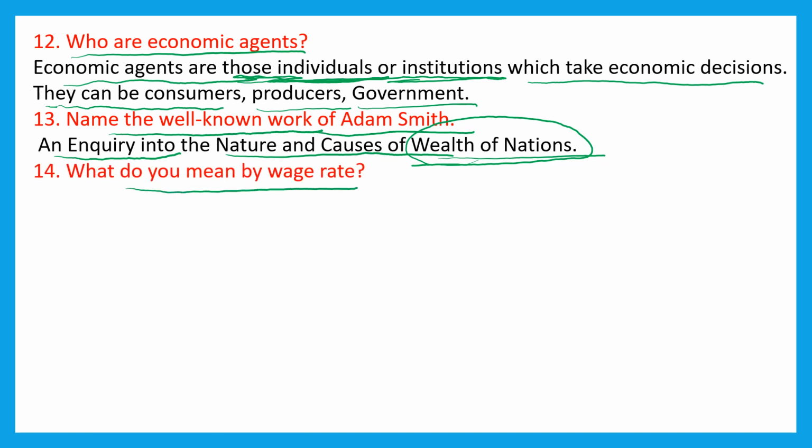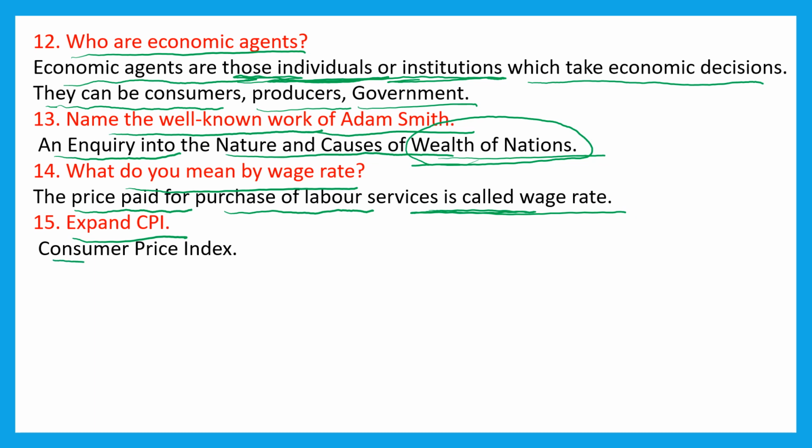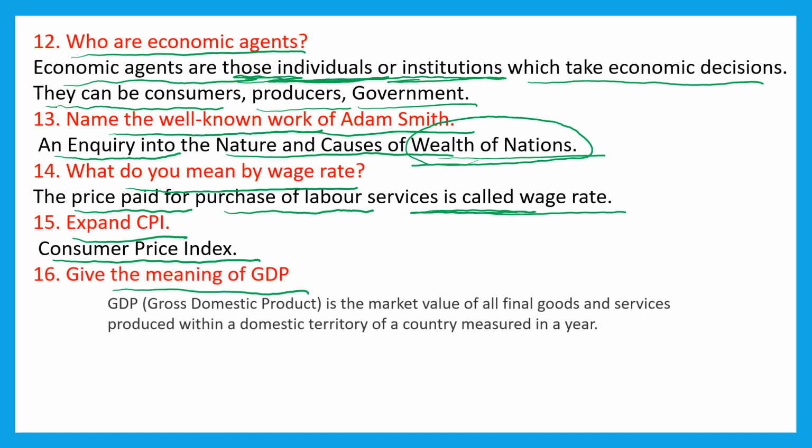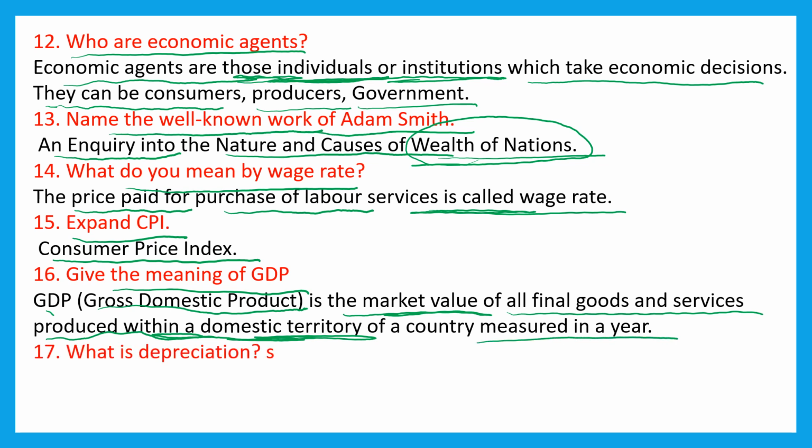What do you mean by wage rate? Price paid for purchase of labor service is called wage rate. Expand CPI. Consumer Price Index is the expansion for CPI. Give the meaning of GDP. GDP, gross domestic product, is the market value of all final goods and services produced within the domestic territory of a country measured in a year.